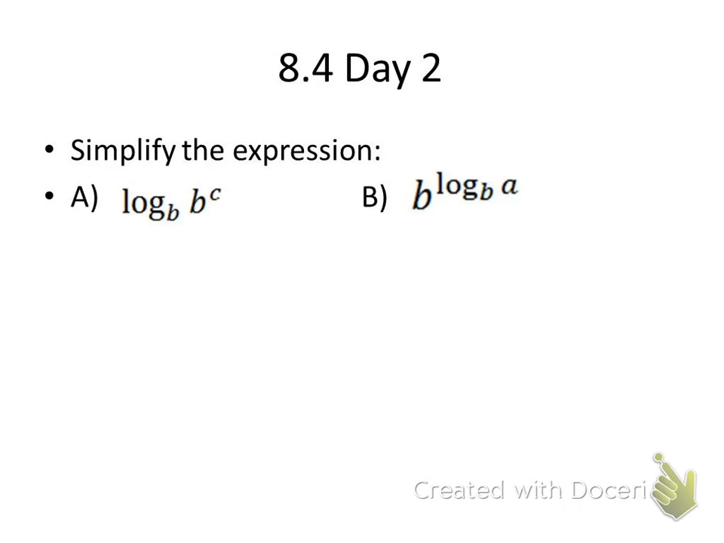Logarithms and exponentials undo each other. So if you see, and again, these are expressions, so I'm going to complete the sentence with an equal sign and variable. But log base b of b to the power, we're just left with the power, c. And same here, if we have base to the power log base b of a, we're actually just going to be left with a.